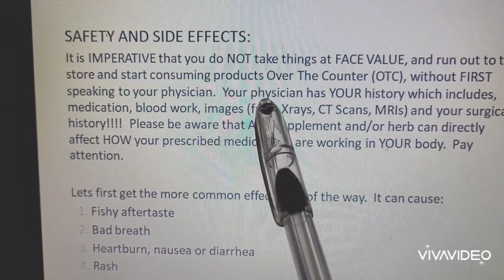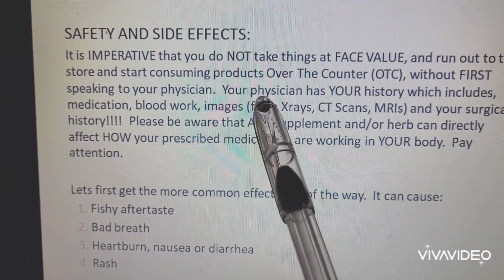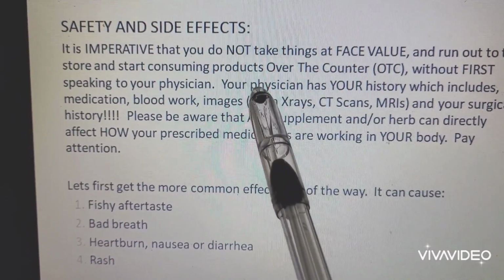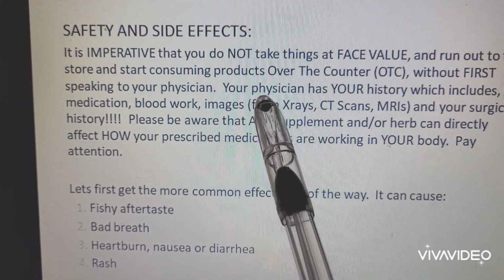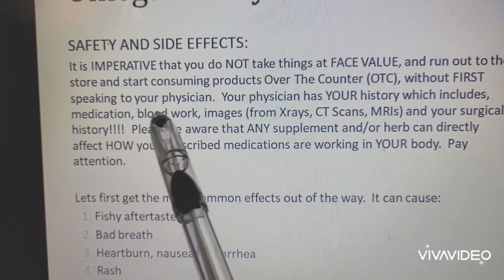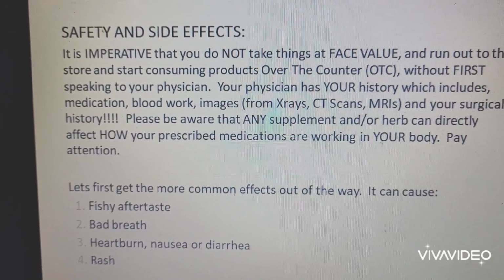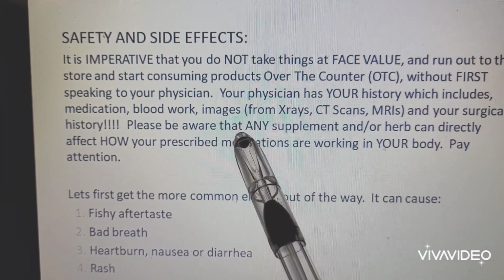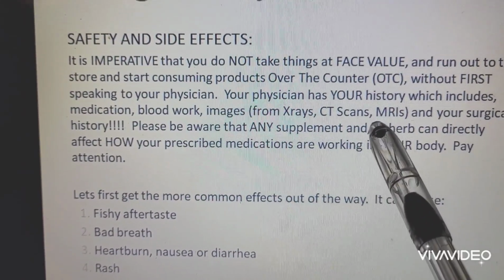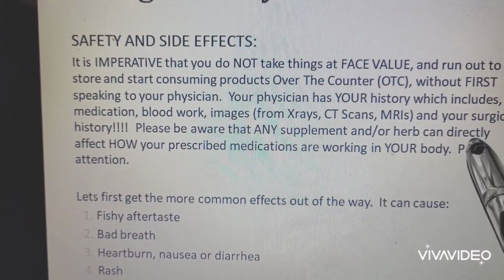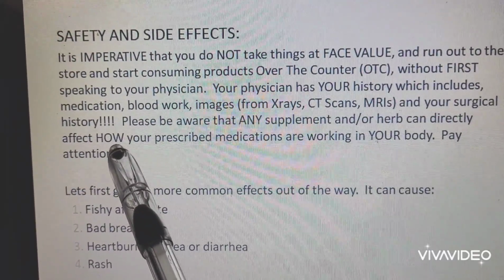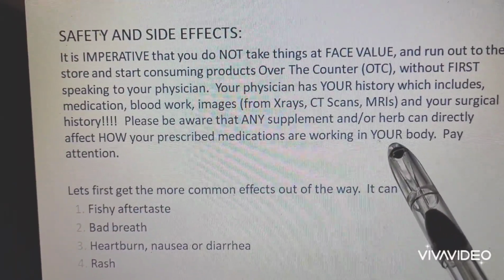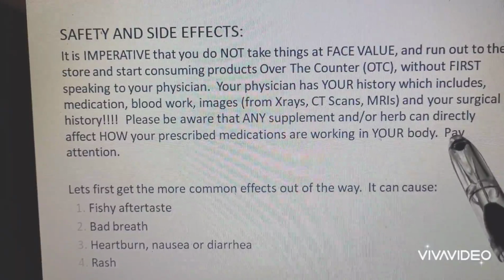Okay? Whether you like your doctor or not, whether you argue with your doctor or not, that's not my thing. What I'm telling you is, in that doctor's office that you do visit, your history or your file of all of this is located there. Please be aware that any supplement and or herb can directly affect how your prescribed medications are working in your body. Pay attention.